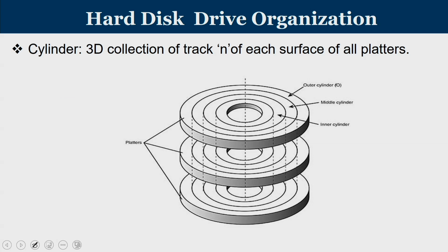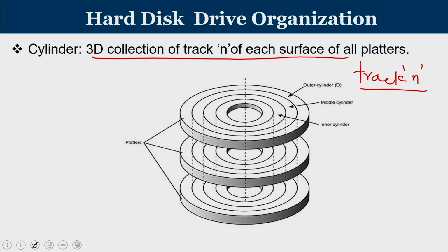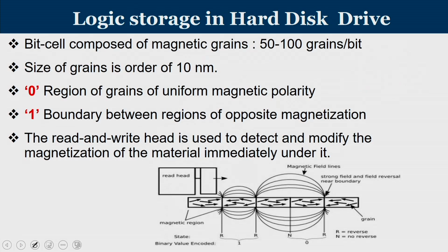Now, when we come to the cylinder concept, if you take up track N of all the platters, then that is what is known as a cylinder concept. So, it is a 3D collection of track N of each of the surfaces. Basically, this gives us an understanding that if you are going to write something on track 3 of one surface, then the remaining portion of the data is not stored in the adjacent track, it is stored on the same track of a different platter, such that without a head movement I can read and write from the other platters. So, the set of all tracks of the same number of all platters put together is called a cylinder concept, and cylinder is a 3-dimensional concept.